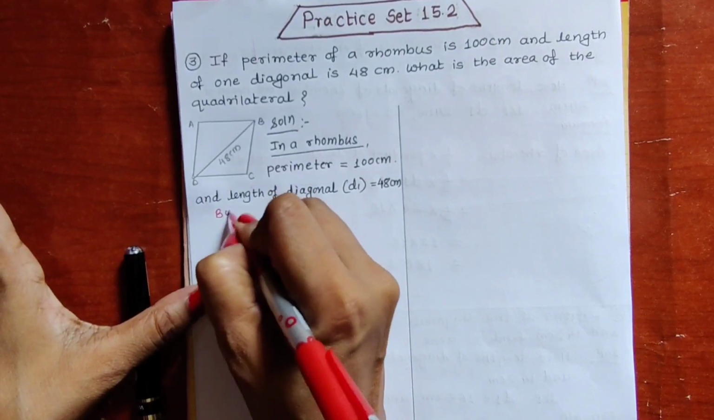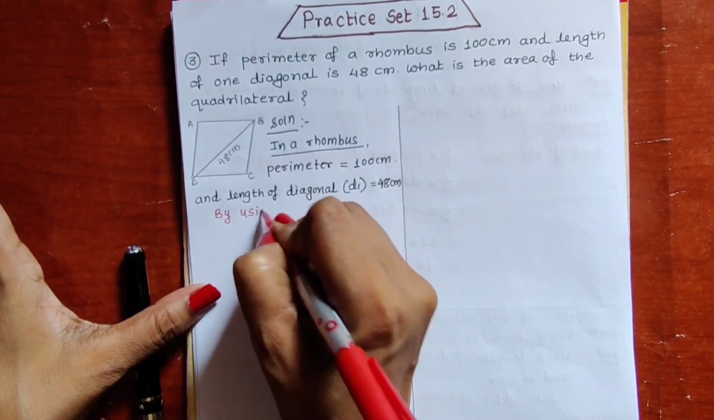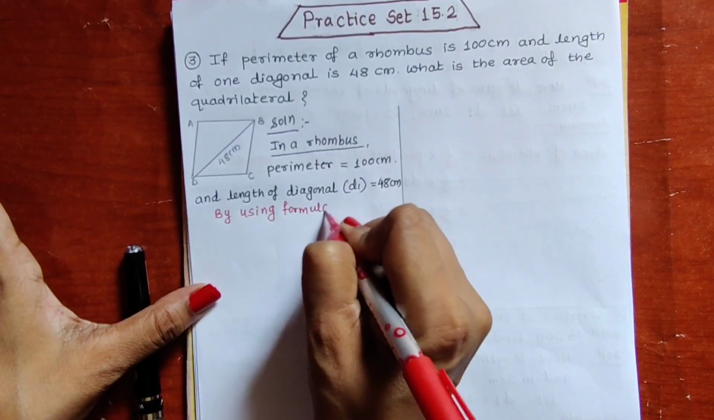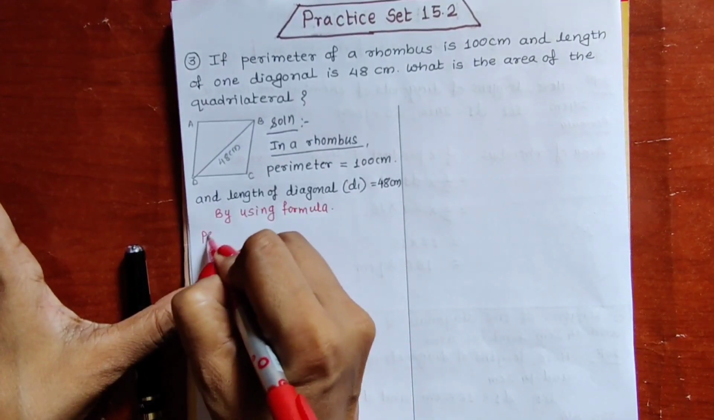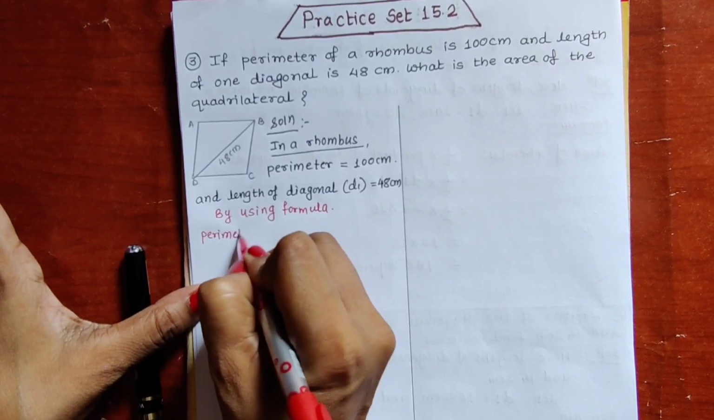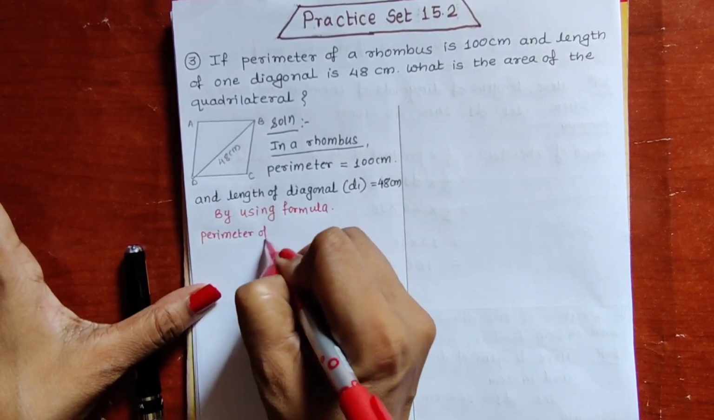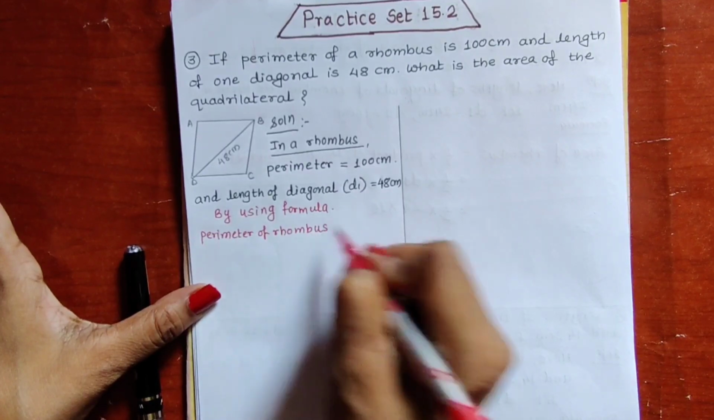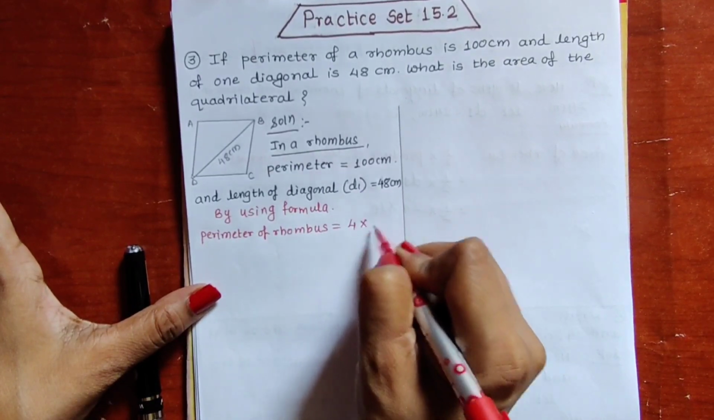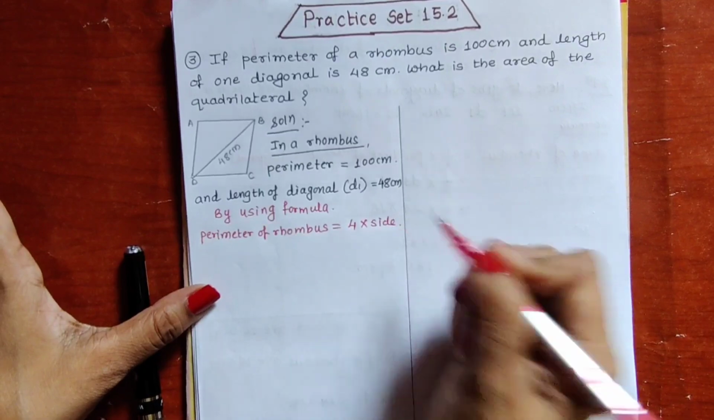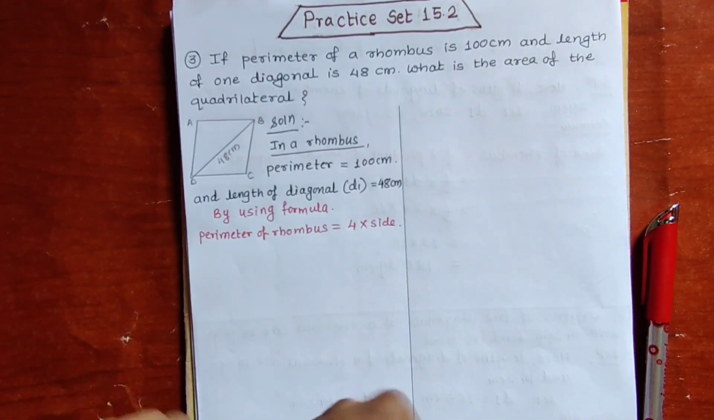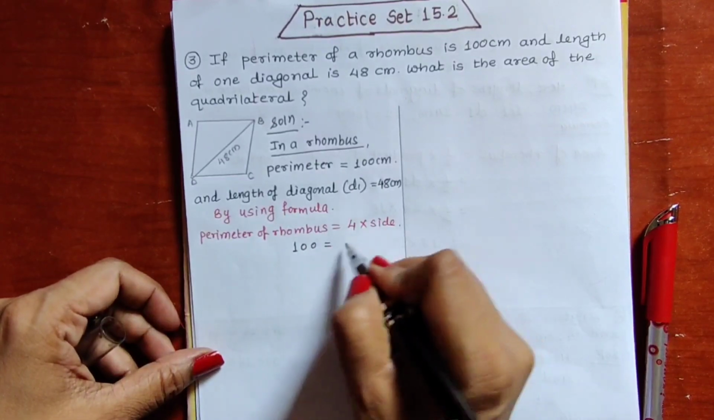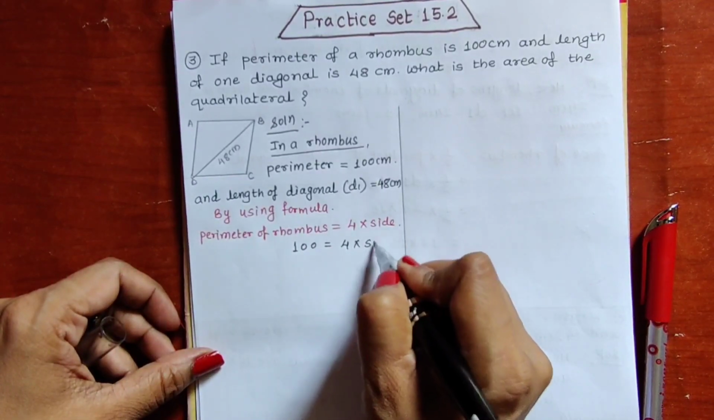By using the formula, perimeter of rhombus is equal to 4 multiplied by side. Now see children, perimeter is given, so we put the value below perimeter. It is 100, which is equal to 4 multiplied by side.